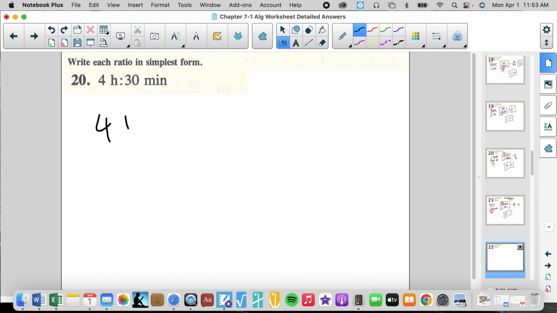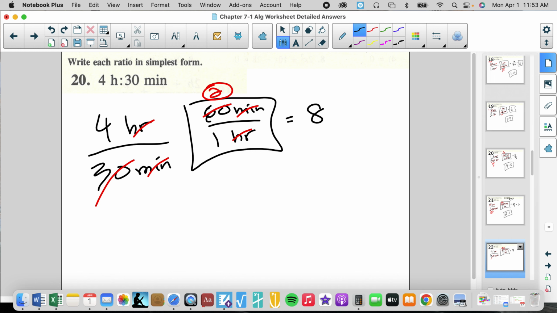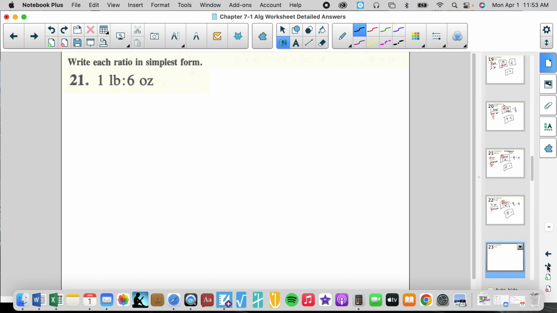4 hours, 30 minutes. We're going to convert. 60 minutes is equivalent to 1 hour. Hours are going to cancel, minutes are going to cancel. 30 goes into 60 twice, and we're left with 8 to 1, or 8 to 1 ratio. Yeah, there are 8 30-minute increments in 4 hours.